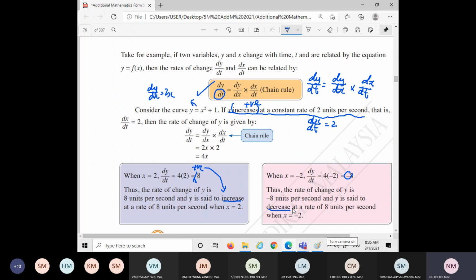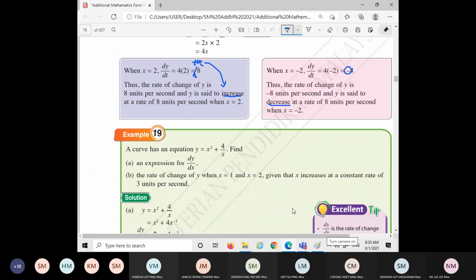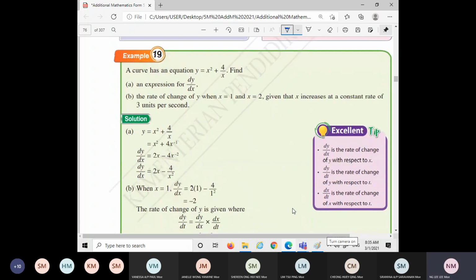I'm going to show you one more example. This example: a curve has an equation. Find an expression for dy/dx. So first of all, they guide you step by step.